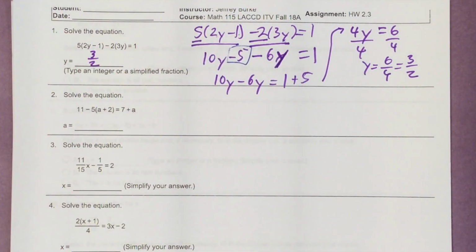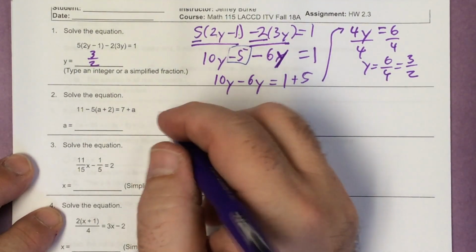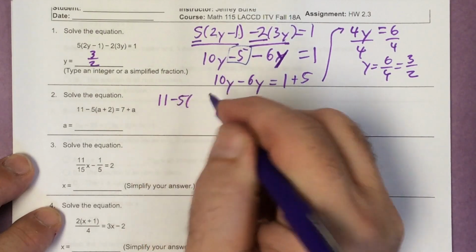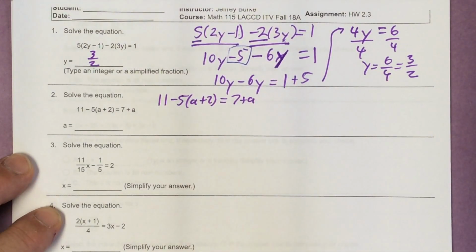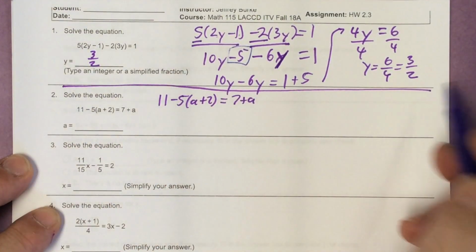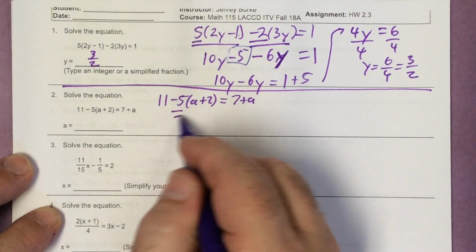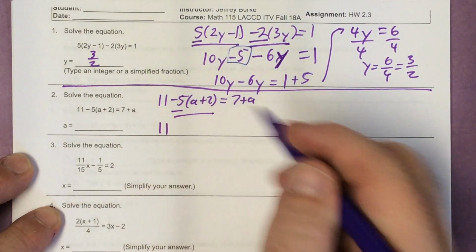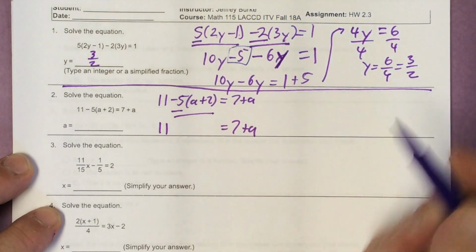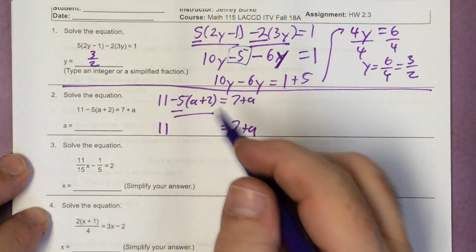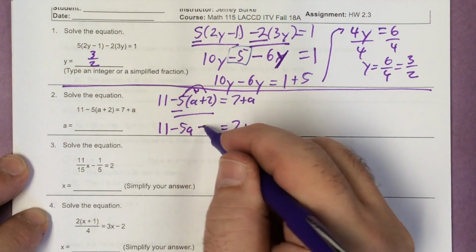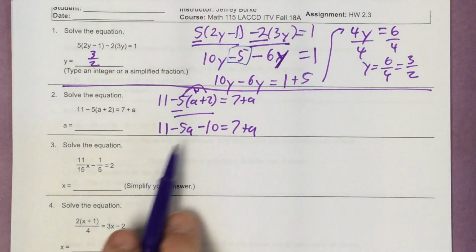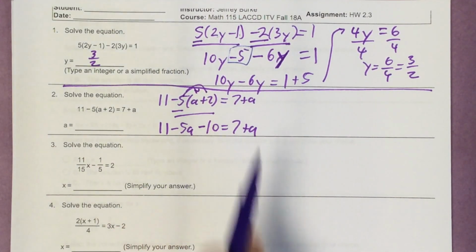Taking a look now at question 2. We have to do some distribution here as well, so I'll rewrite this problem here. This is going to be 11 minus 5 times (a plus 2) equals 7 plus a. So just to separate the work out from above to here, I need to distribute negative 5 through here. Everything else I can just bring down. So when I bring that work down, I'm going to have negative 5a, because I need to distribute this now, and that's going to give me minus 10. So now I have 11 minus 5a minus 10 equals 7 plus a.